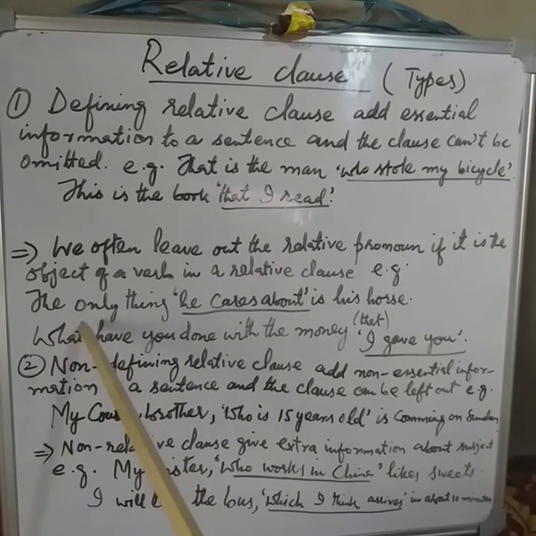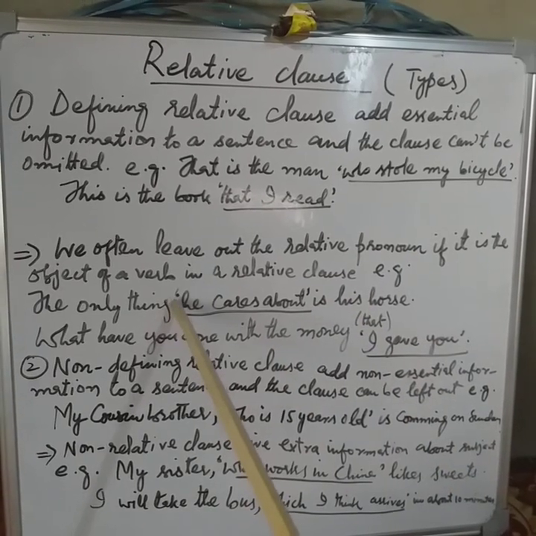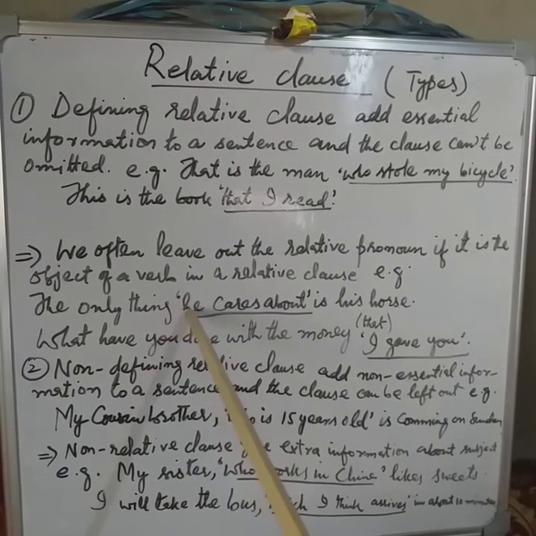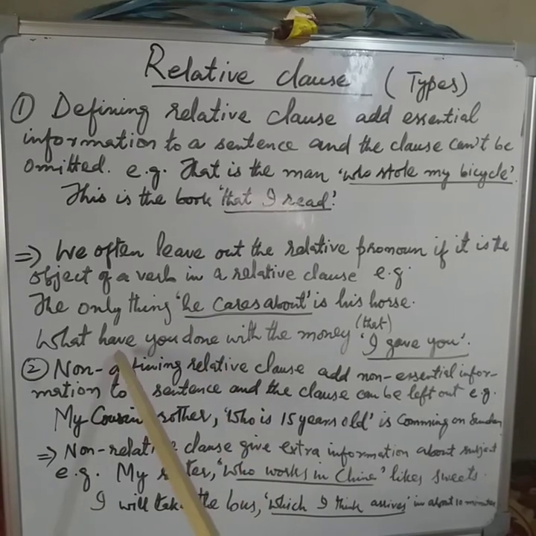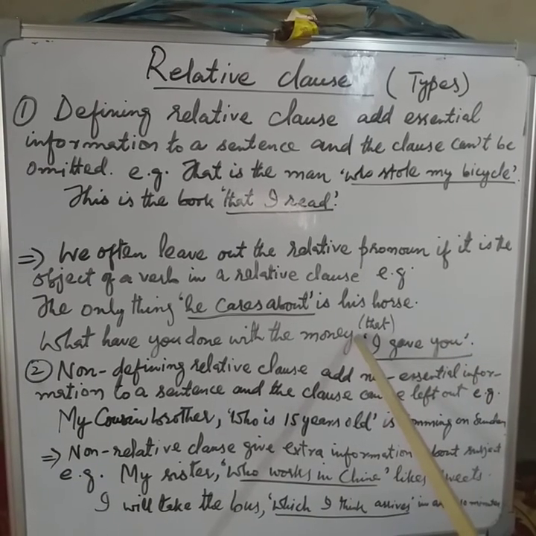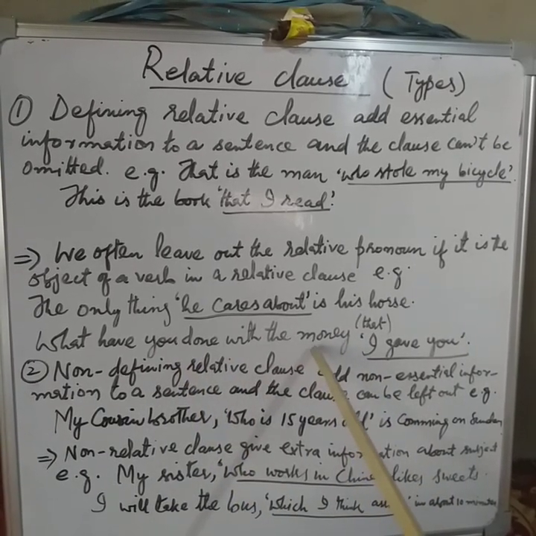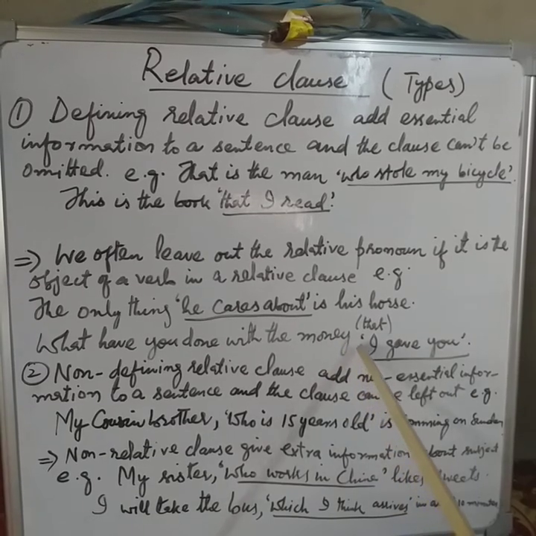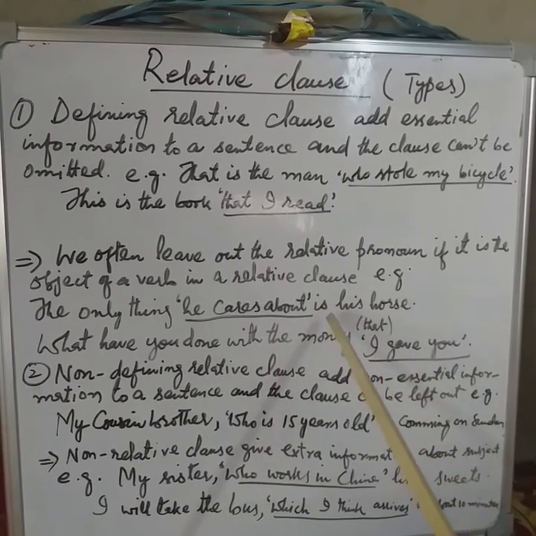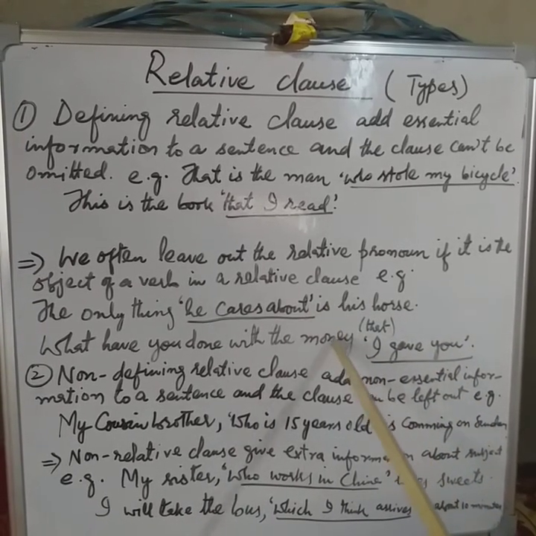For example, here is a sentence, the only thing he cares about is his horse. We can add the relative pronoun that, the only thing that he cares about, but that here becomes the object of the verb in the sentence, so we leave it out. Similarly, in the second sentence, what have you done with the money I gave you? Here we can add the relative pronoun that, but this that also becomes the object of the verb. That's why we can leave it out here, okay? So when the relative pronoun becomes the object of the verb in a relative clause, then we can leave out that relative pronoun, as is evident from these two examples.